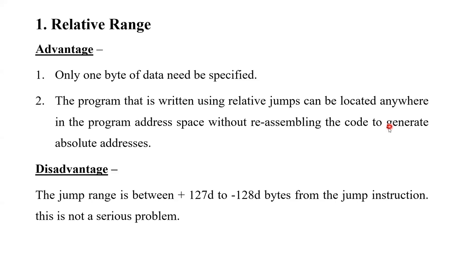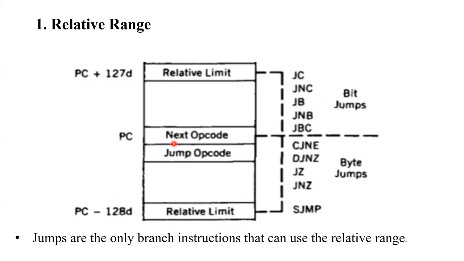you don't need to reassemble the code to generate the absolute address. That is one of the advantages, and it also requires only a byte to address the relative range. This is about the relative range. When I say relative range, you understand from here to here, and most of the jump instructions we have, whether bit jumps or byte jumps, check the byte condition or the bit condition. All these jump instructions mostly fall under the category of relative range.